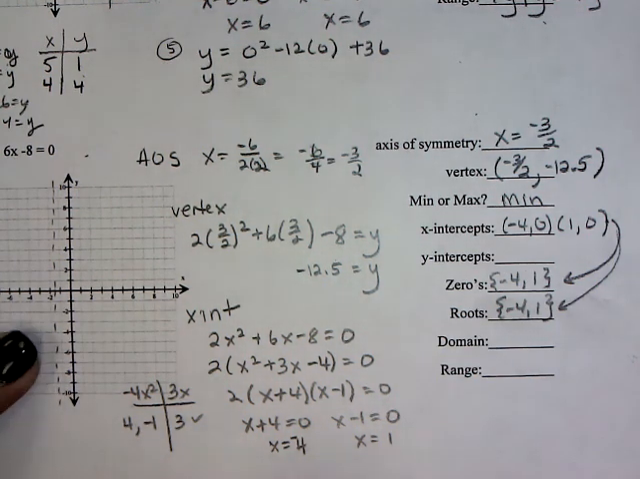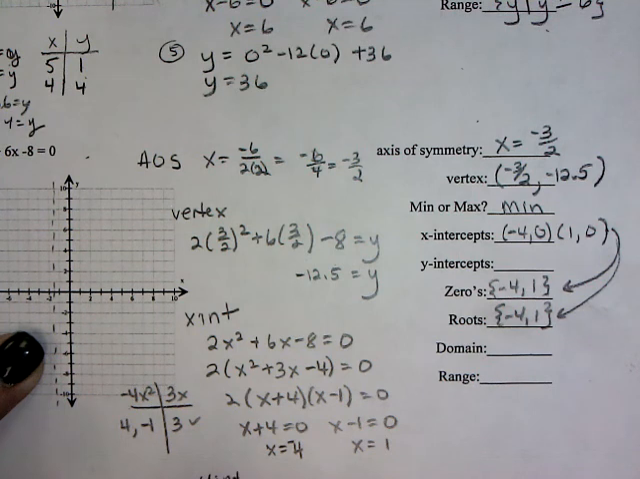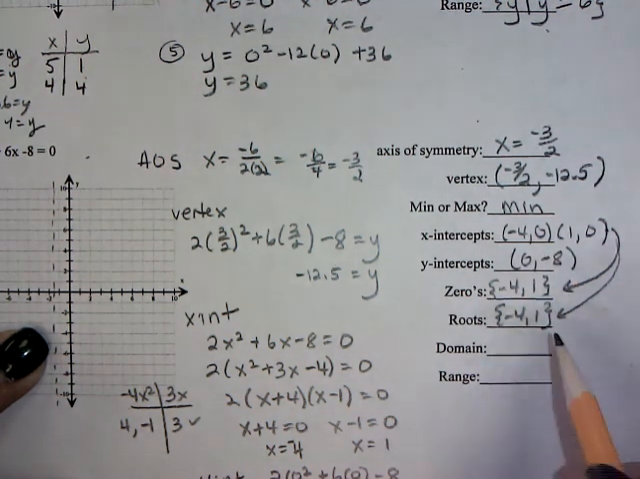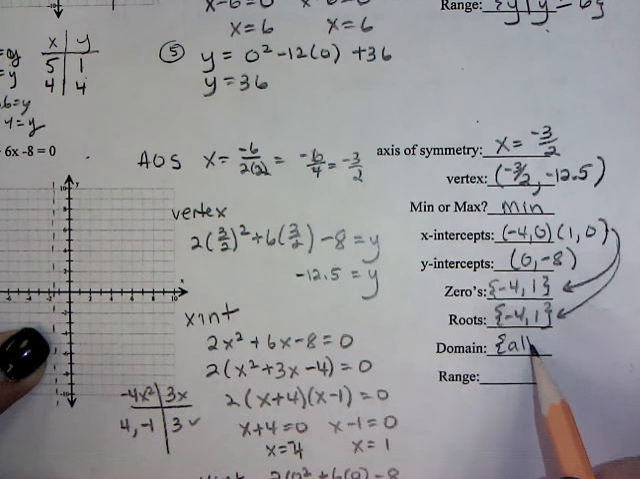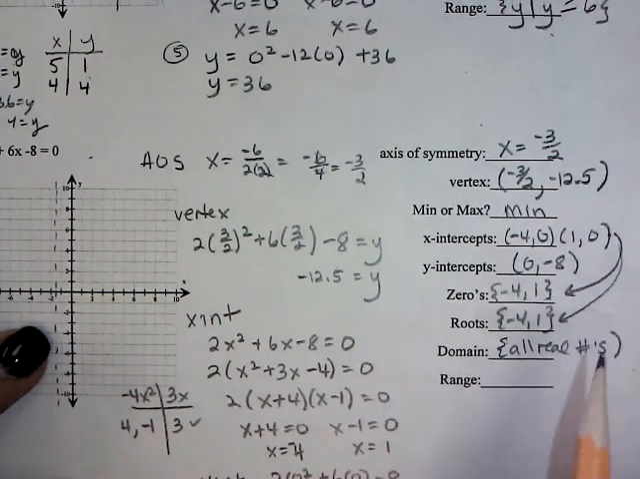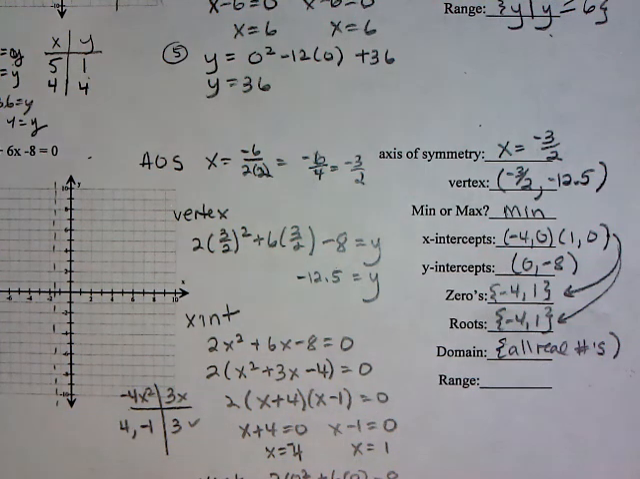All right, my y-intercept. As we learned earlier, it's basically my constant. So 2 times 0 squared plus 6 times 0 minus 8. So my y-intercept is going to equal negative 8. Domain, all real numbers. And again, I made the rookie mistake of forgetting to plot all my silly little points.